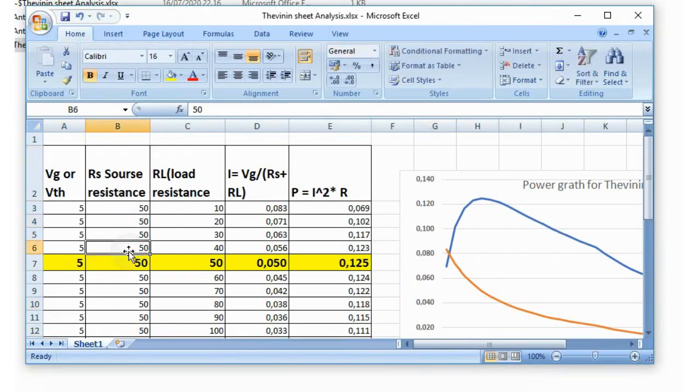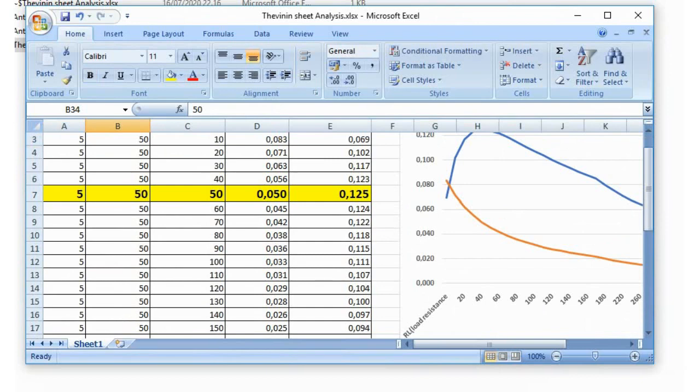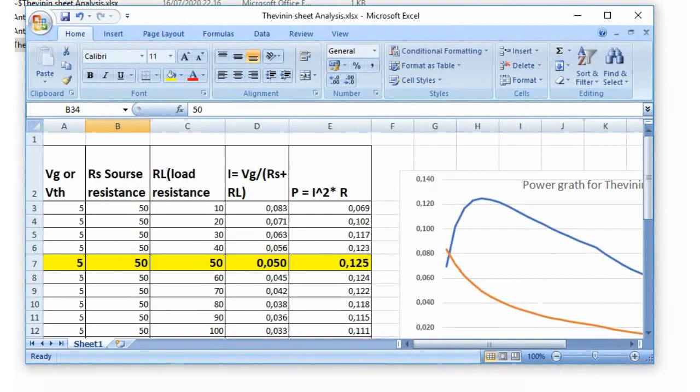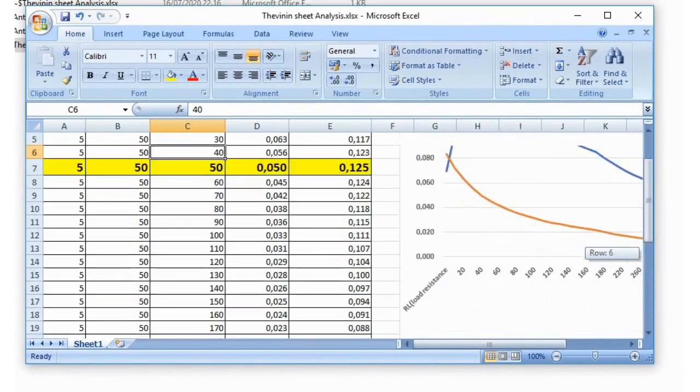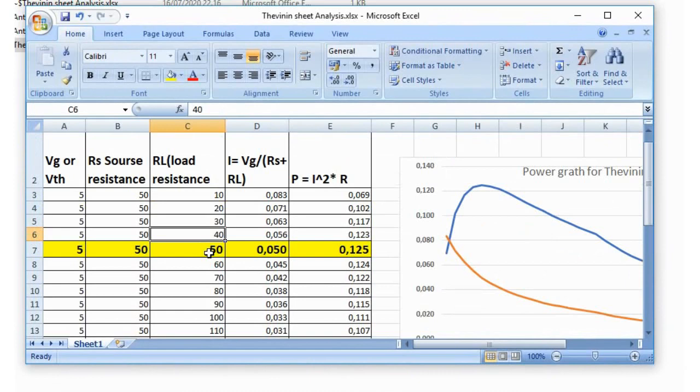So this is my analysis sheet, which I have prepared in an Excel format, that VG or VTH is 5 volt, we assume that. Then source resistance is 50 ohm, so that's why it is constant. Then your load resistance is going to vary by 10, 20, 30, 40, 50 to 460. What is your current now? Calculation: VG divided by RS plus RL. So this is your calculation of current. Then for power, I square RL for our condition. So this is your calculation.